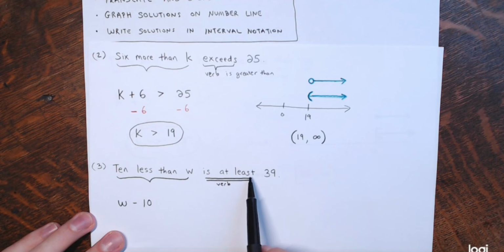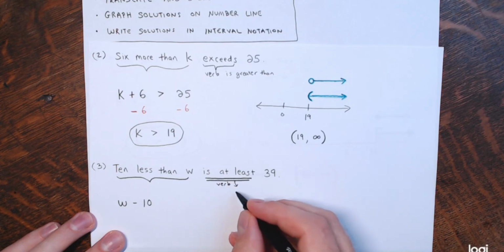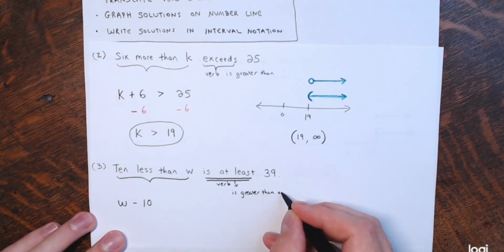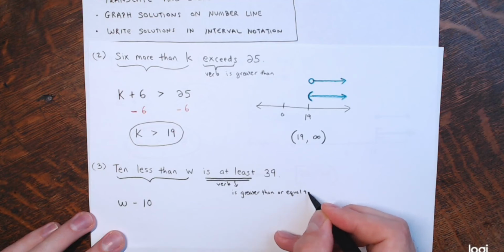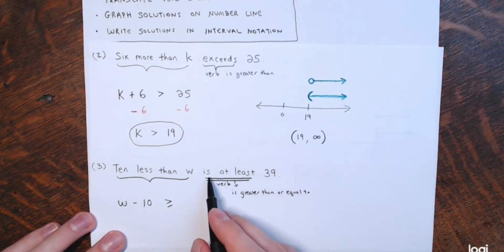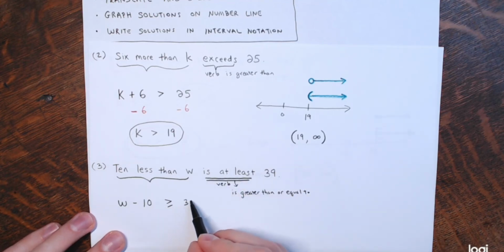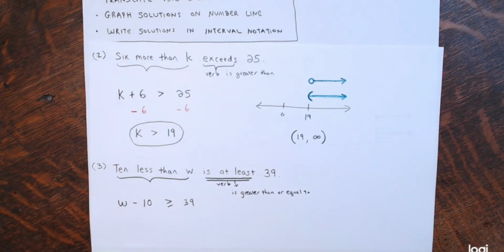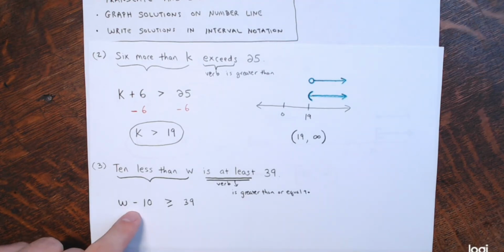Is at least 39 means 39 or greater. Is at least means is greater than or equal to. So is greater than or equal to, that's is at least 39. So there's the English sentence, translated as a linear inequality. 10 less than w is at least 39. It is greater than or equal to 39, 39 or greater.